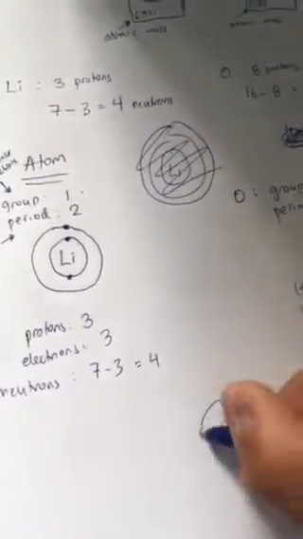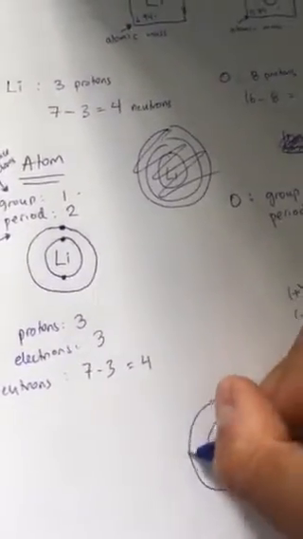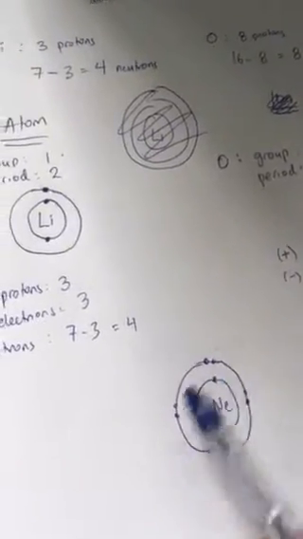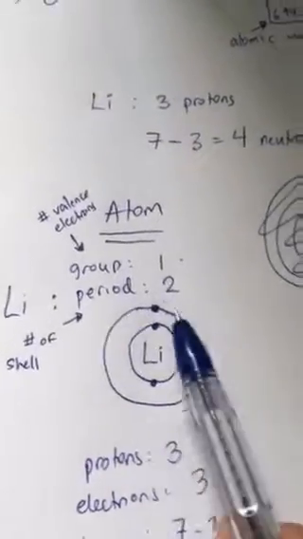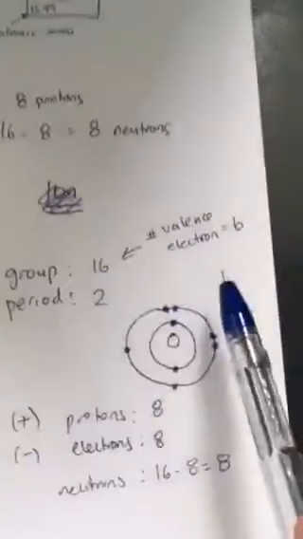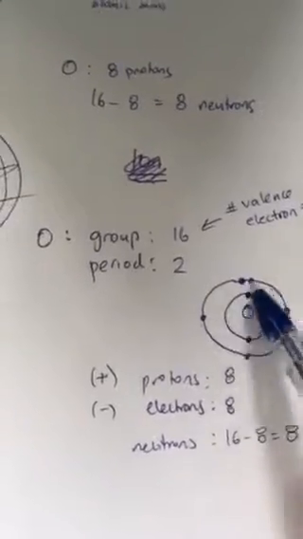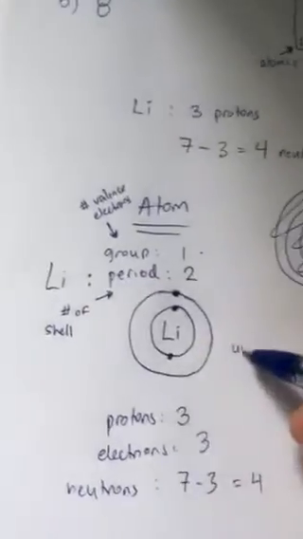Let's look at neon. So this is a full shell because the outer shell has 8 electrons, which is full. This is stable. This is not stable because there's only 1 electron in the outer shell. It needs to have 8. This is not stable because it needs to have 8 electrons, but here we only see 6. So that means it should have 2 more in order to be stable. So this is unstable. So is this.